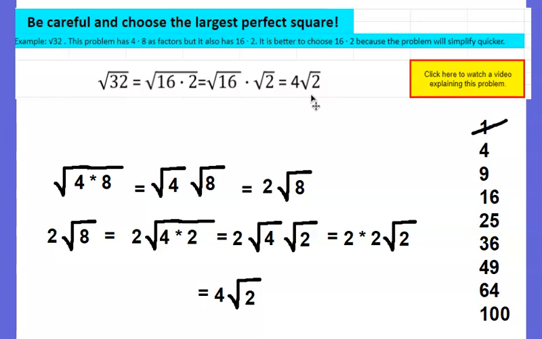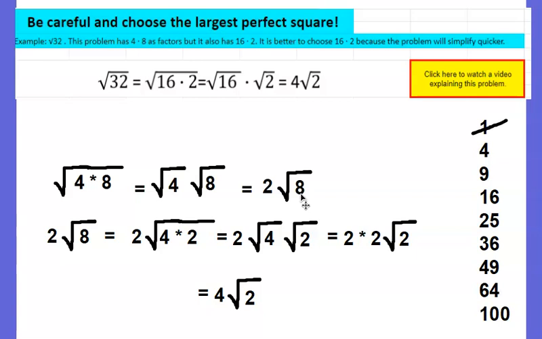But what if you did not find the largest perfect square? What if instead you broke square root of 32 into 4 times 8? 4 is a perfect square. So watch what happens. Break 4 and 8 into their own square roots. Square root of 4 is 2. So it looks like my final answer is 2 square root of 8. But 8 has another perfect square.